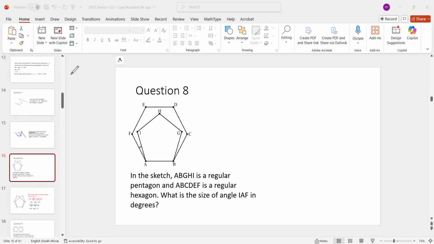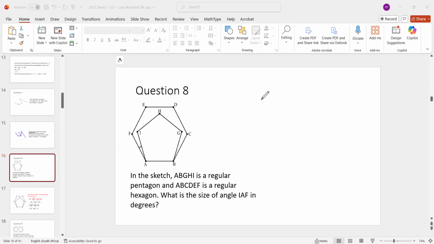So they ask you what the angle is, there's some angle which you have to find. The angle is indicated here, it's a small little angle, IAF. So there's I, there's A, there's F, IAF. It's a tiny little angle there. So that's the question.